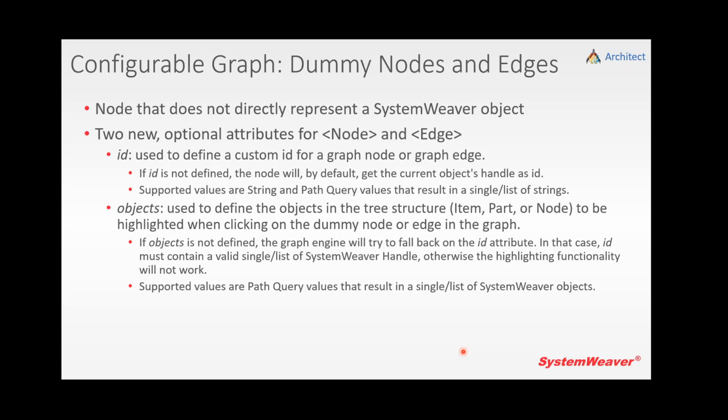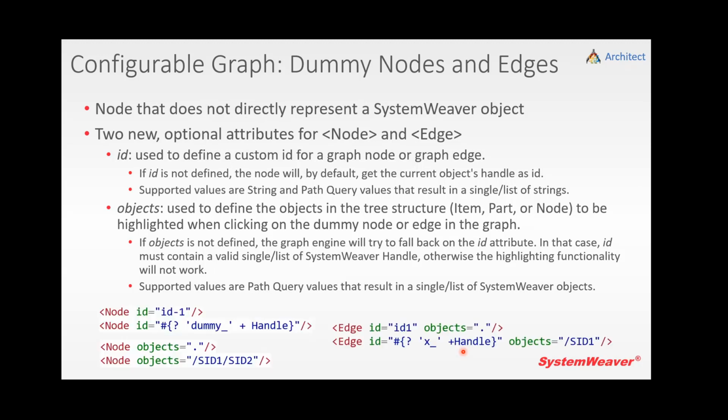The second part of this new feature is an objects attribute. This is what controls what gets highlighted in the structure tree when you click on the dummy node or the dummy edge in the graph. If the objects attribute is not defined, then it's going to try to fall back on the ID attribute. And of course, that must contain a valid value. Otherwise, this highlighting is not going to work. And the supported values for the objects attribute are path query values.